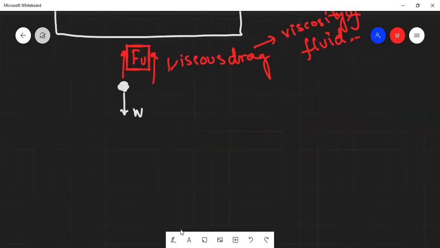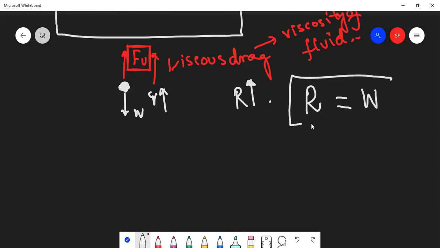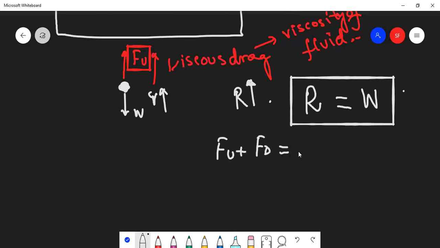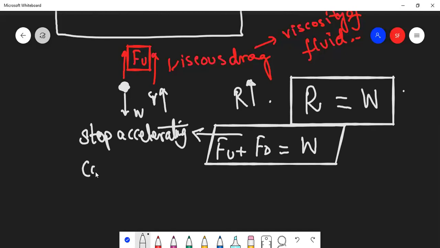Initially the resistive forces are going to be very small, but as soon as this oil droplet gains speed, the resistive forces will also increase in magnitude. A time will come when the resistive forces will balance out the weight of this oil droplet. The upthrust force plus the viscous drag force, let me call it FD, will become equal to the weight of this oil droplet. When this happens, this oil droplet will stop accelerating, and it will fall down at a constant velocity.